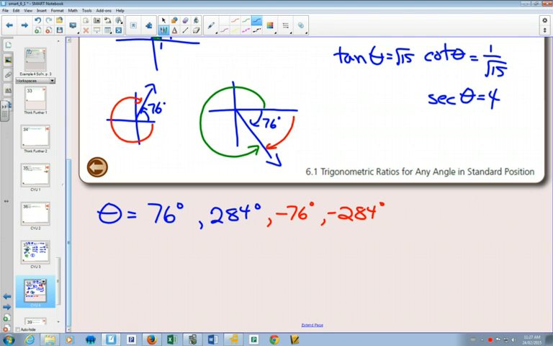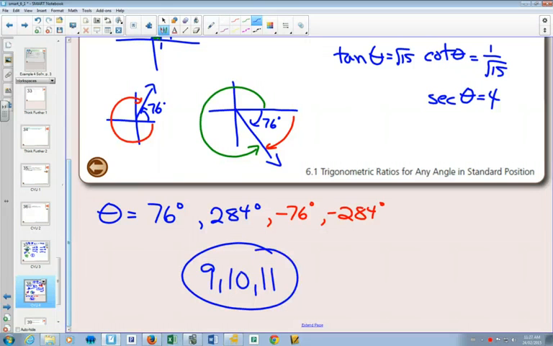So the ones you can do for this one are 9, 10, and 11. And we'll go down to register.